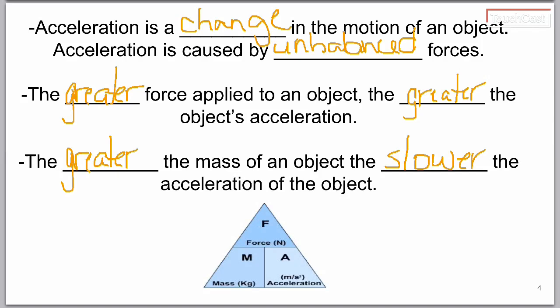Alrighty. The last box, acceleration is a change in the motion of an object. Acceleration is caused by unbalanced forces, because remember, our unbalanced forces are the ones that cause a change in motion. So the greater the force applied to an object, the greater the object's acceleration. The greater the mass of the object, the slower the object's acceleration will be. So let's look at an example.